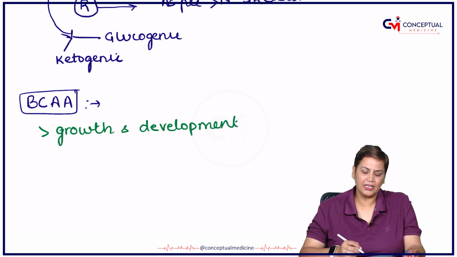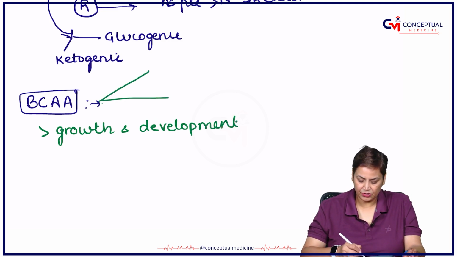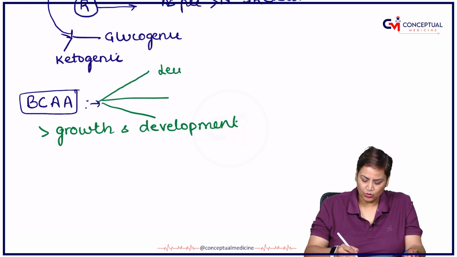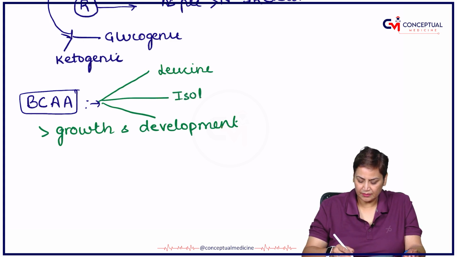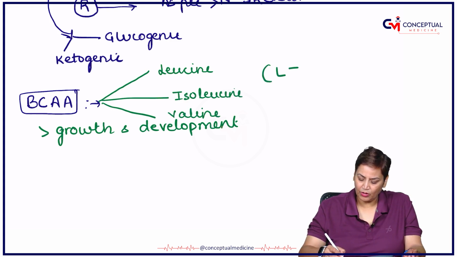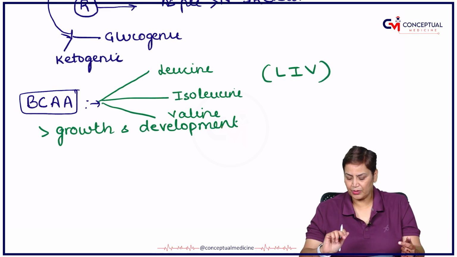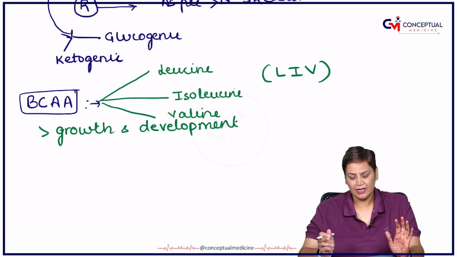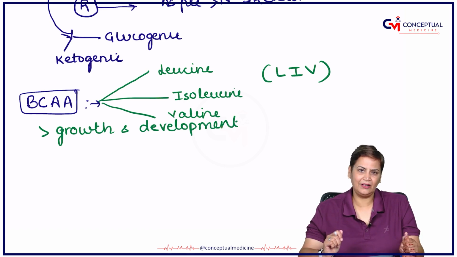And these branched chain amino acids are basically 3. So we can go through the mnemonic as leucine, isoleucine, and valine. So we can remember the mnemonic as LIV. Okay, so branched chain amino acids comprise 3 amino acids, LIV: leucine, isoleucine, and valine.